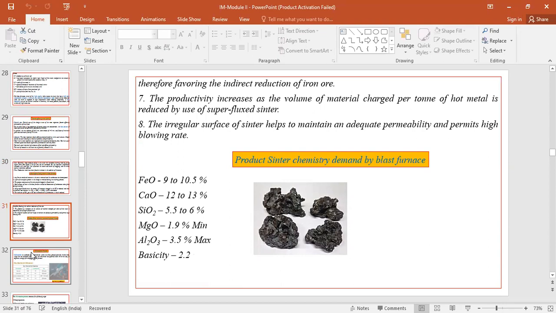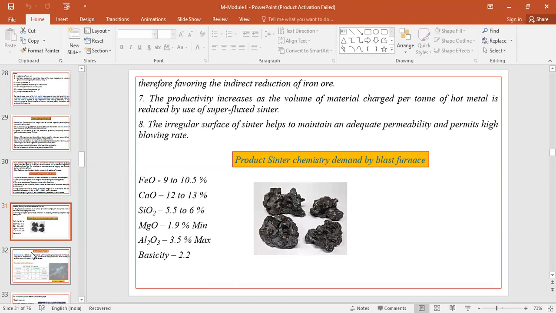Productivity increases as the volume of material charged per ton of hot metal is reduced by the use of superflux sinters. Because when you are already charging superflux sinters, one of the raw materials can be reduced, that is your fluxes. The flux consumption rate will certainly be reduced. So when you see the volume of raw material you are charging, it will be reduced, and there is more possibility of adding much more iron bearing material inside the blast furnace. That will certainly improve productivity. The irregular shapes of sinters help to maintain adequate permeability and permit high blowing rates.